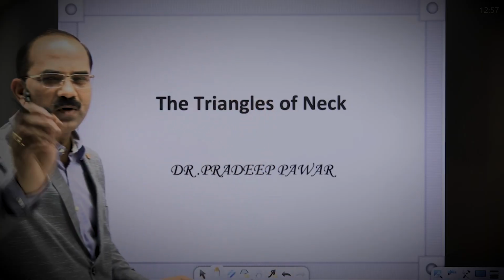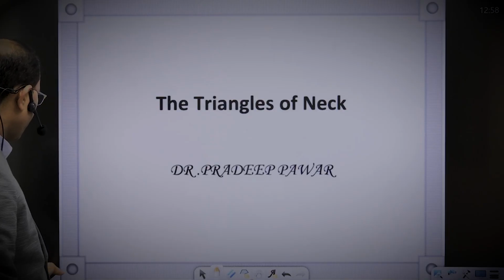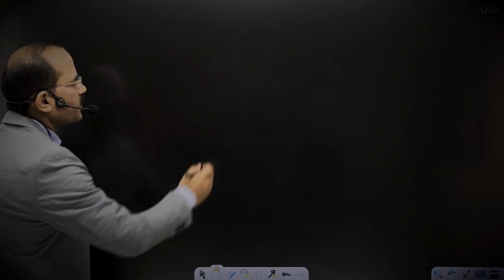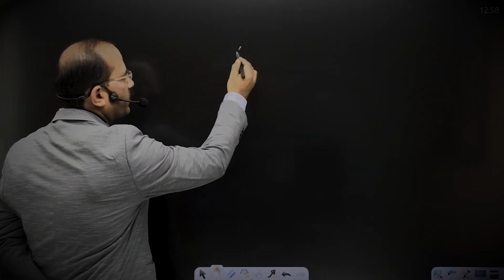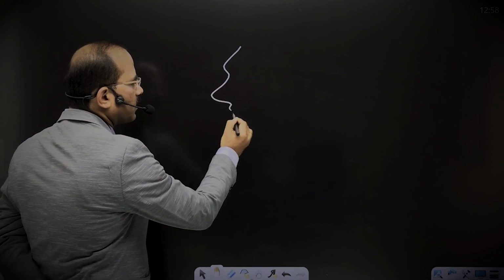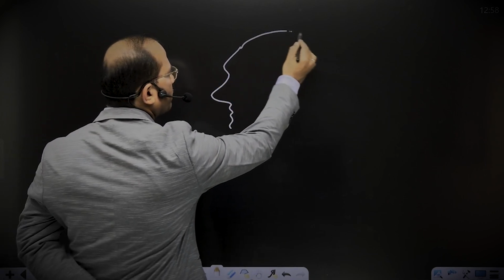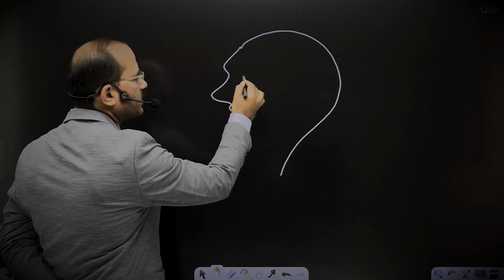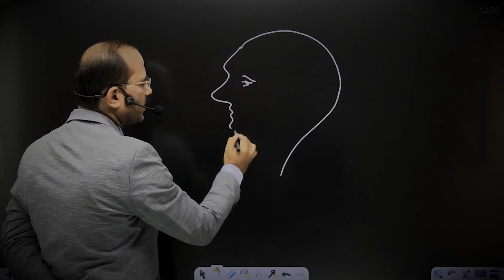I'm Dr. Pradeep Pawar. Let us start with the triangles of the neck. Have a look at the slide, students. Let me draw the slide for you. Now we draw a small face. In the earlier lecture, we have seen the nerve supply, the motor nerve supply, the venous drainage, the arterial supply of the face.